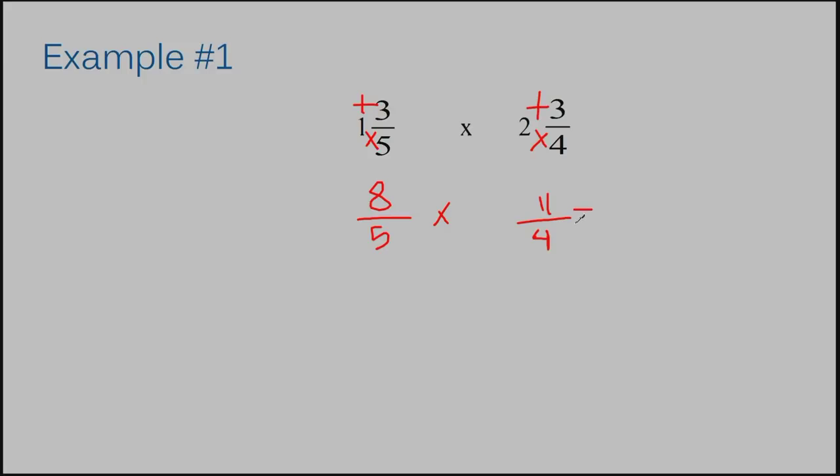You multiply your numerators together and then your denominators together. So 8 times 11 is 88. Then 5 times 4 is 20. Now I need to divide here to get a mixed number because right now my numerator is larger than my denominator. So I'm going to divide 20 into 88.